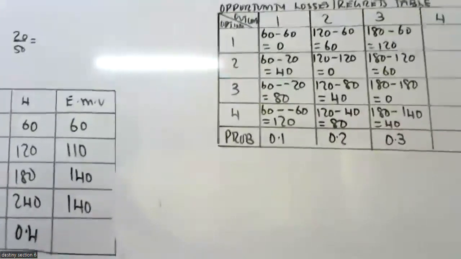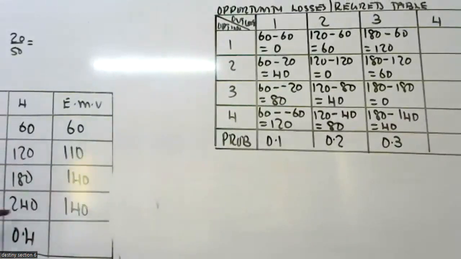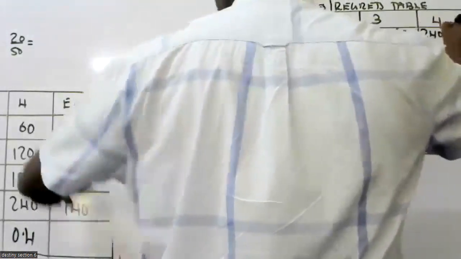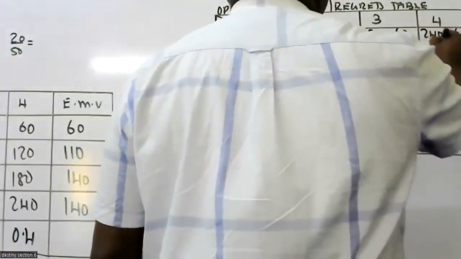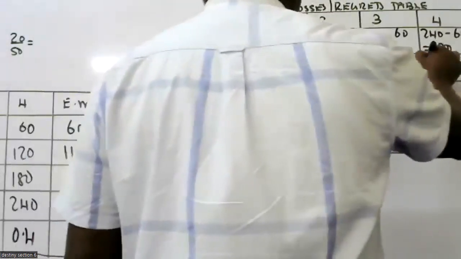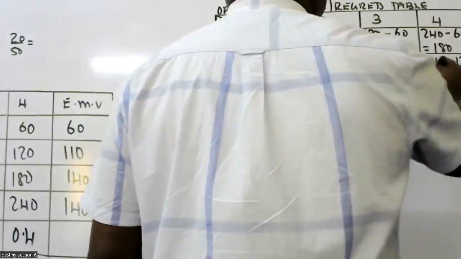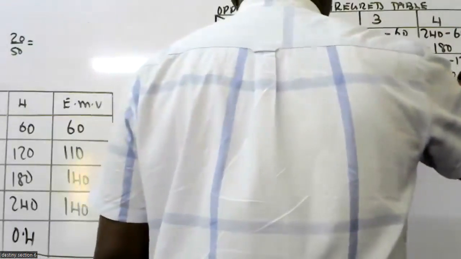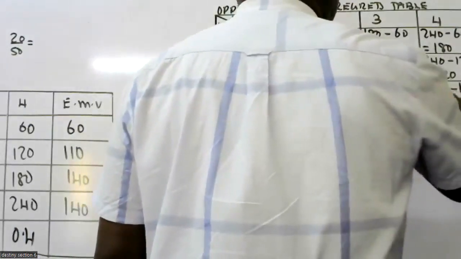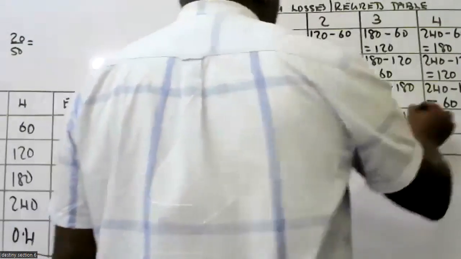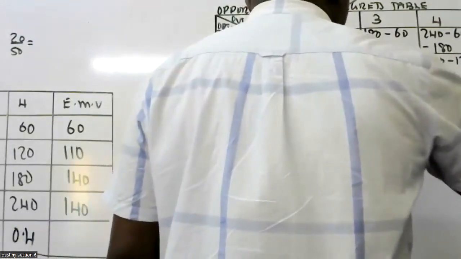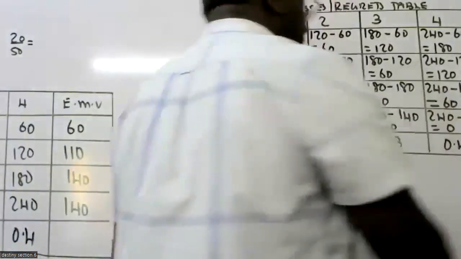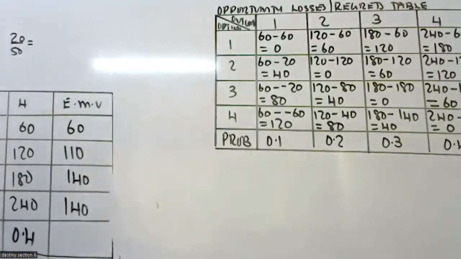And then when I get to the last one, the highest is 240. So I will say 240 minus 60, that gives us 180. 240 minus 120, that gives us 120. 240 minus 180, that gives us 60. 240 minus 240, that gives us 0, and the probability is 0.4.